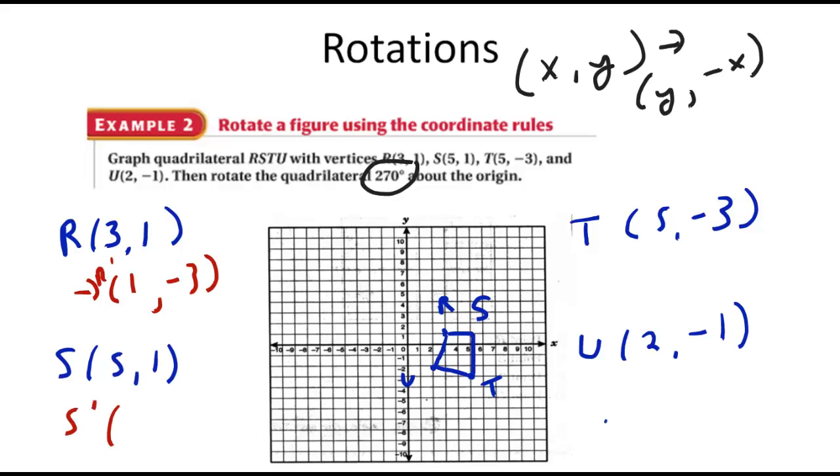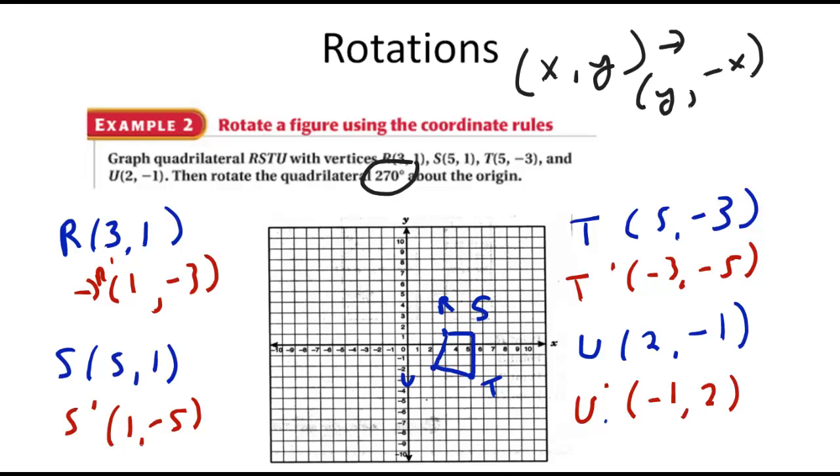S prime, I'm going to switch the order and change the sign on the X. T prime, I'm going to switch the order and change the sign on the X. And on my U prime, I'm going to change the order and change the sign on my X. Now I'm going to stop and pause, and plot those points again, and I should see a rotation of that figure that is 270 degrees about the origin.